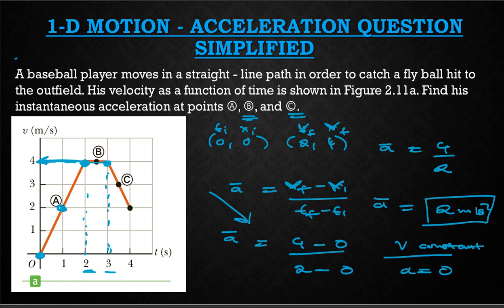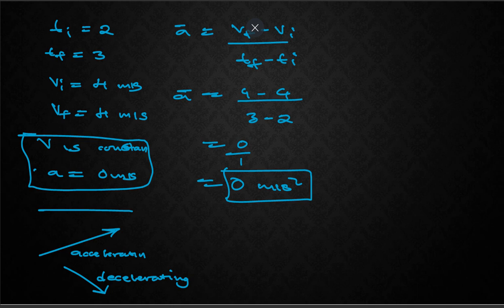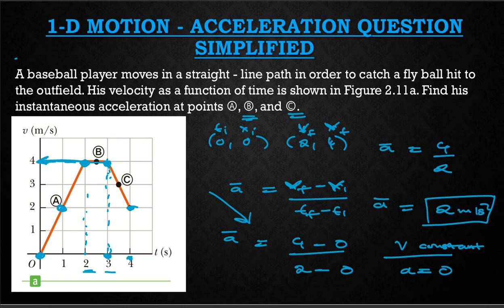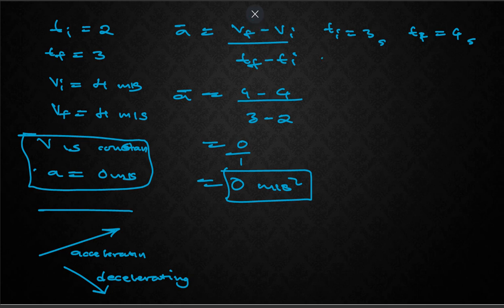So we are also going to take 2 points. As we can see, this line starts from here all the way to here. So our T initial is going to be 3 and our T final is going to be 4 seconds. Our V initial is at T initial, which is at T equals 3, and we can see that this is actually 4. So our V initial is 4 meters per second.